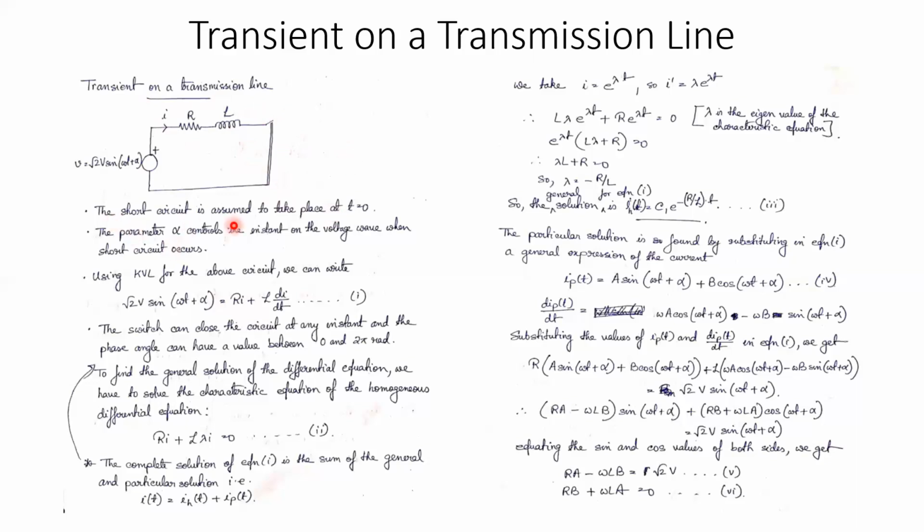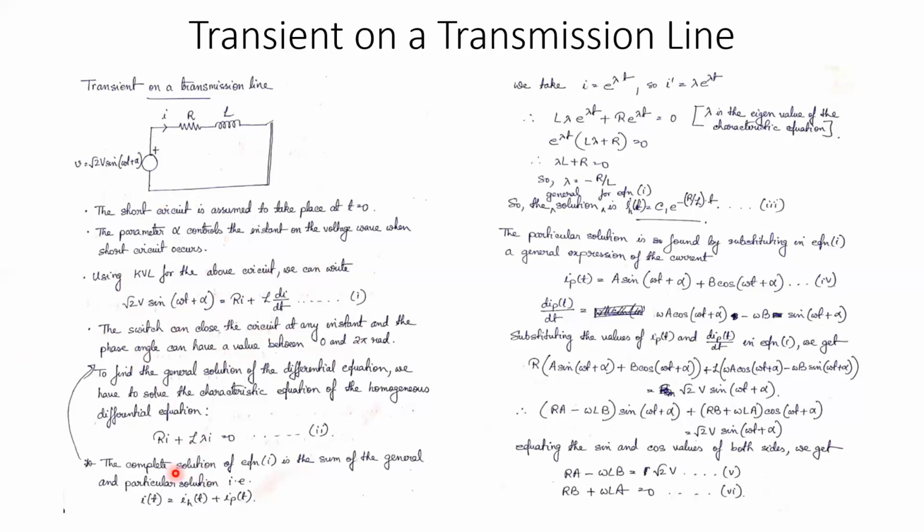Now the short circuit is assumed to take place at t equal to 0. As I have said, the parameter alpha controls the instant on the voltage wave when the short circuit occurs. Now using KVL for the above circuit, we can write root 2 V sin(omega t plus alpha) is equal to Ri plus L di/dt. The switch can close the circuit at any instant, and the phase angle can have a value between 0 to 2 pi radians.